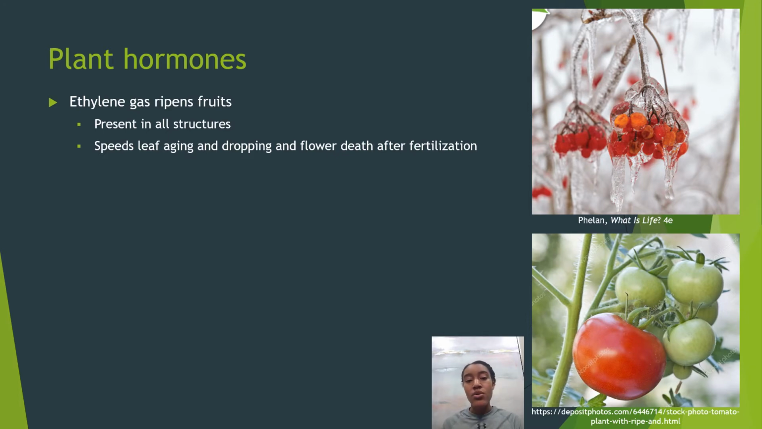We have some other plant hormones. One of the big ones you've probably heard about if you've ever watched an infomercial is ethylene. Ethylene is a gas produced by plants that stimulates ripening. This is present in all plant structures, and it basically speeds up leaf aging and ripening and death, even death of flowers after fertilization. After fertilization, you don't want to keep maintaining flowers if you don't need them. The whole purpose of the flower is over. The egg has been fertilized. So you want to save that energy, and so they'll produce more ethylene to destroy the flower.